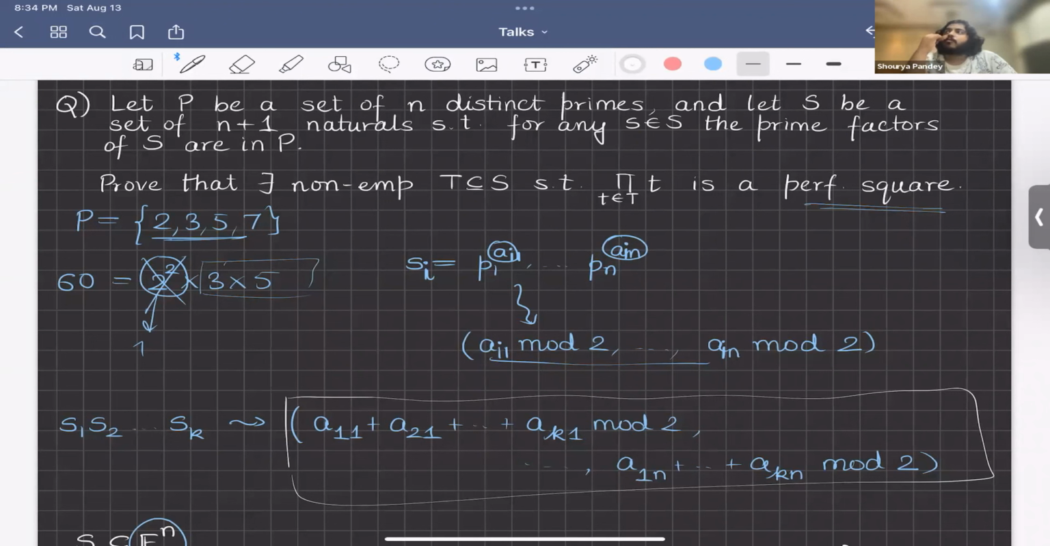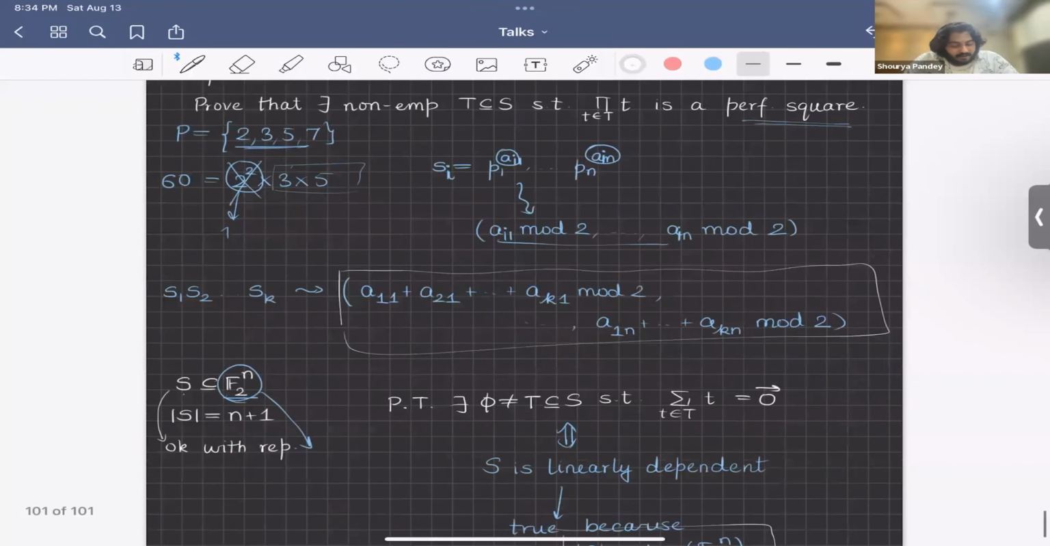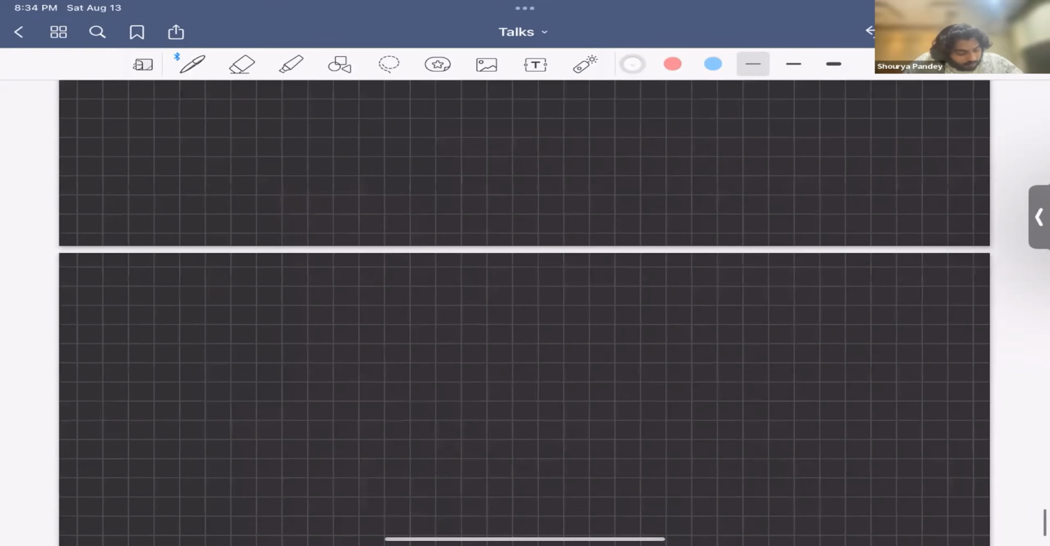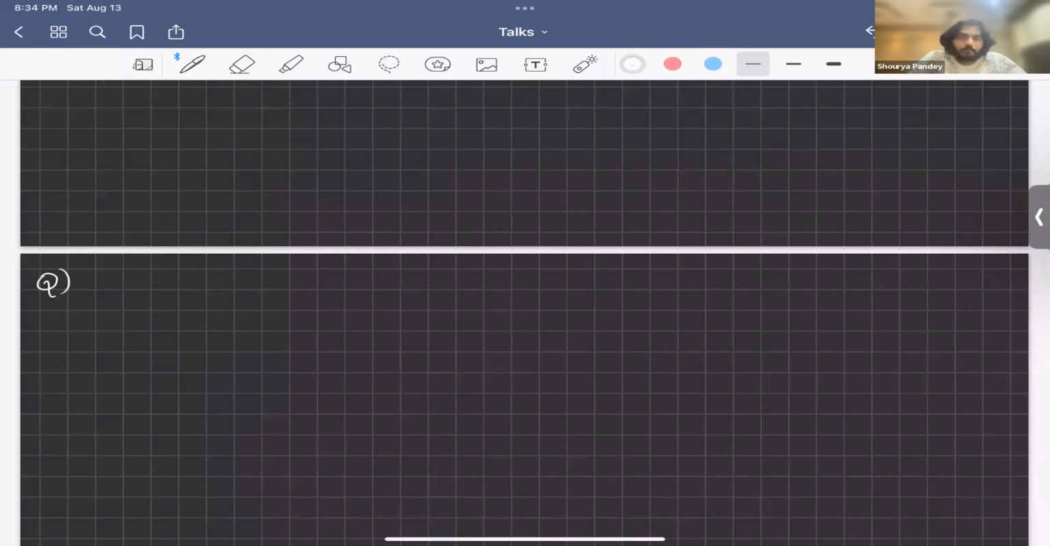I guess anything that I'm trying to prove ends up with looking at the exponents mod 2, which is in some way related to this. But I'll try to think about it. Let's just do one more problem and then we'll end the session today. We'll pick it up from the day after tomorrow.